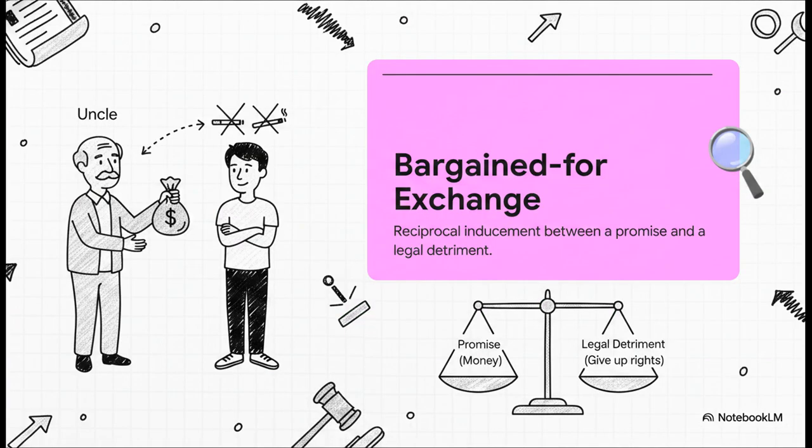Now, step 3, consideration, is where so many students trip up. Here's the secret. Both parties actually have to experience a legal detriment. It has to be a bargained for exchange. Think back to that classic 1L case, Hamer versus Sidway. The uncle promises to pay his nephew money if the kid just stops drinking and smoking. Sure, getting paid to drop your bad habits sounds pretty great, but legally, the nephew gave up his lawful right to do those things. That is a legal detriment, which means valid consideration.